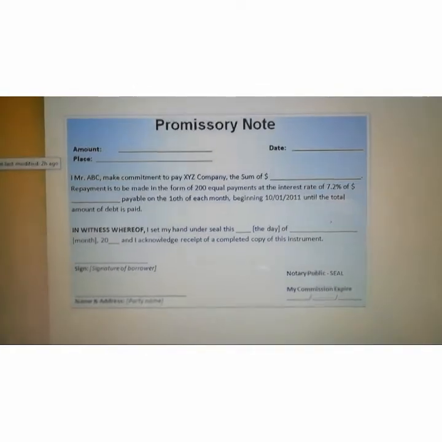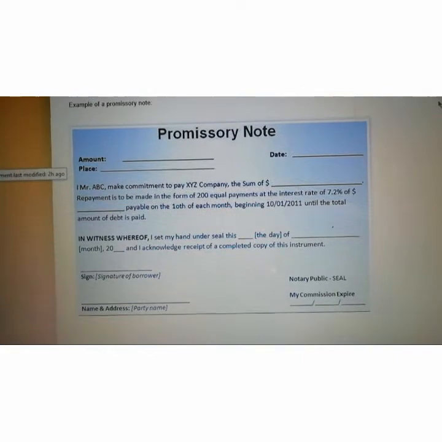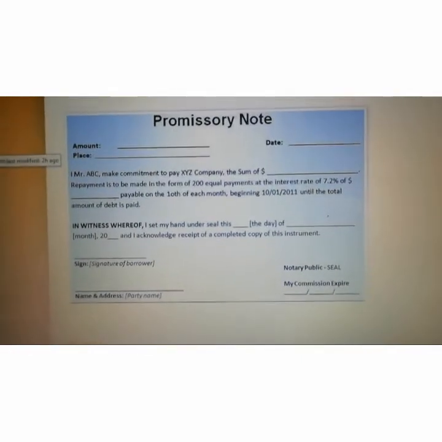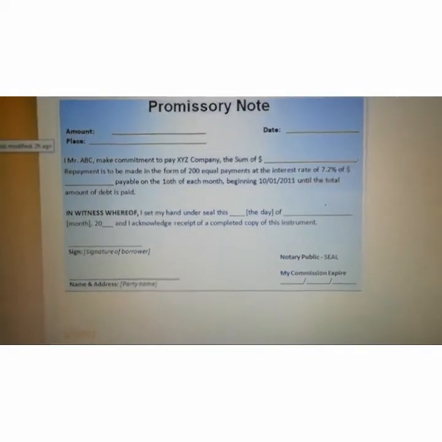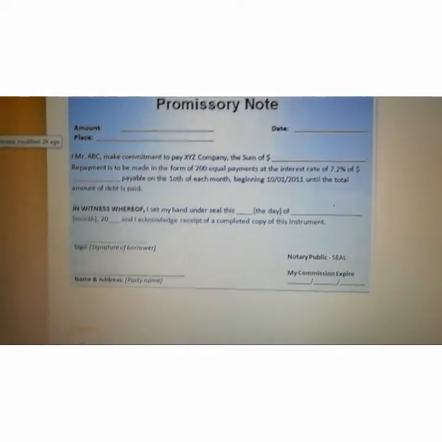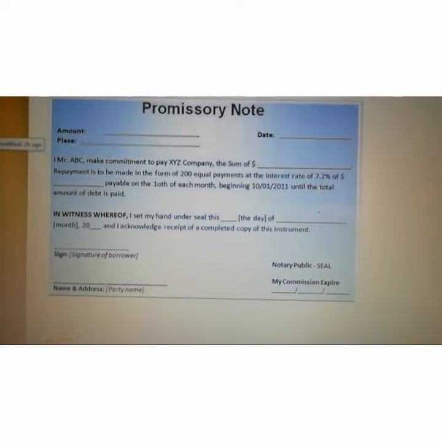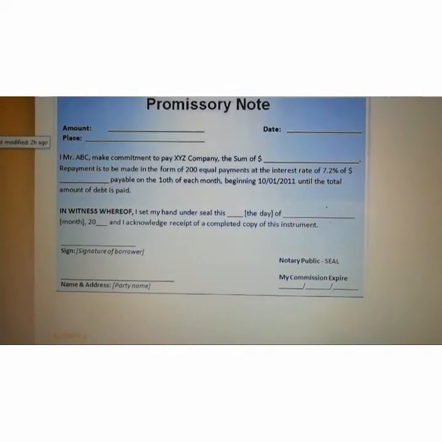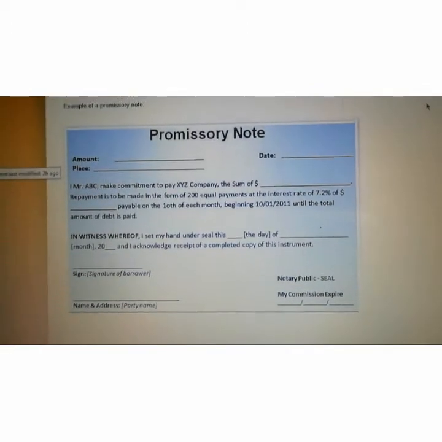We can see at the top it says promissory notes. Then it has the amounts, which will obviously be the amount payable, the dates of when the transaction took place, and then the place of where the transaction took place. Then we see in the next line it has the whole transaction, the whole, as we can say, promise.